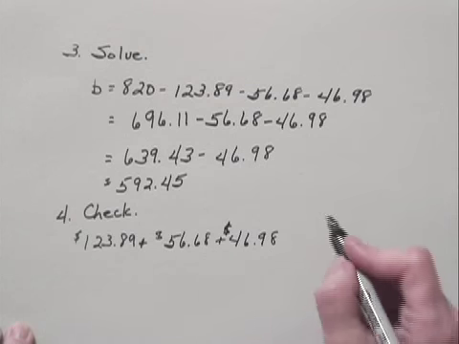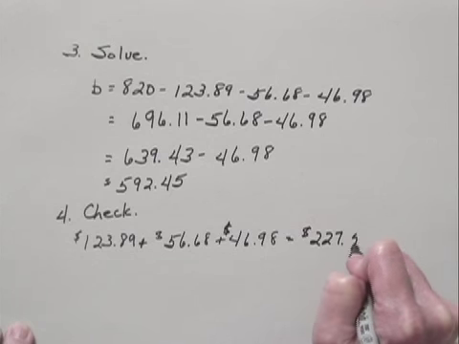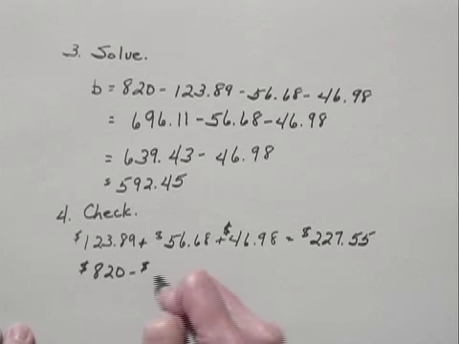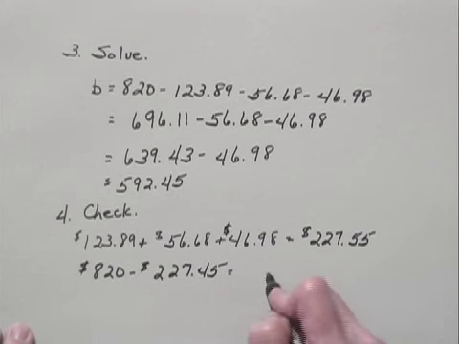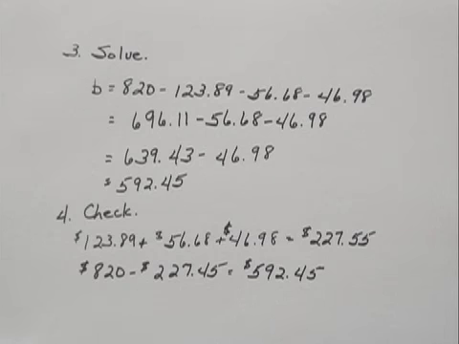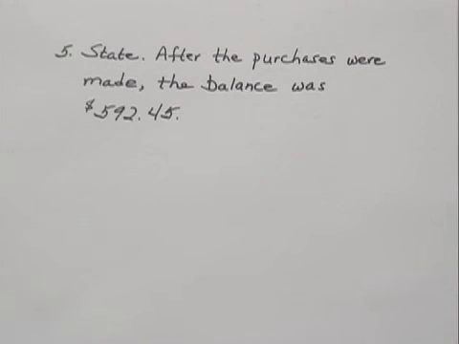And when we add these three numbers together, we get $227.55. And now let's subtract this from the original balance, which was $820. And when we carry out this subtraction, the number that we get is $592.45, which is the answer we found. So we can say that our answer checks. And now we go to the fifth step, which is to state the solution. And we say after the purchases were made, the balance was $592.45.